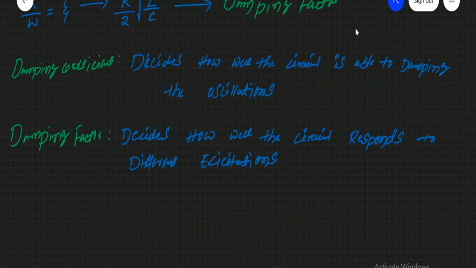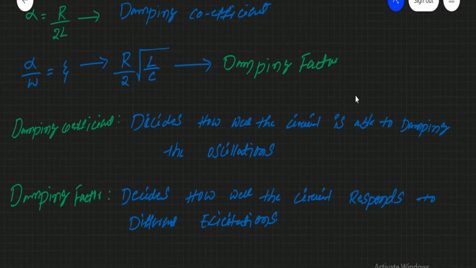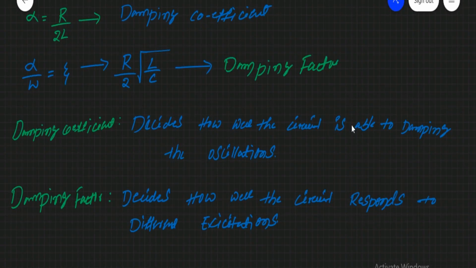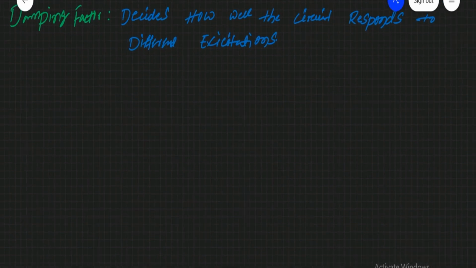Here we come across two words, damping coefficient and damping factor. What is the use of the damping coefficient? The damping coefficient decides how well the circuit is able to damp the oscillations, and the damping factor decides how well the circuit responds to different excitations. Here we are going to consider 4 cases.